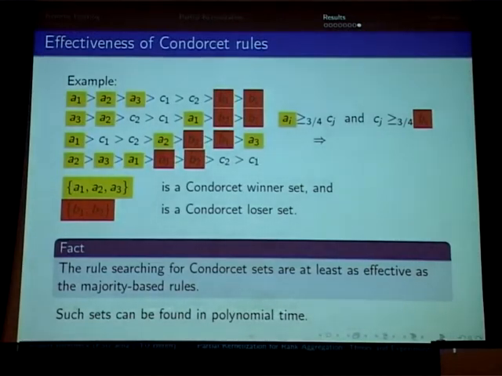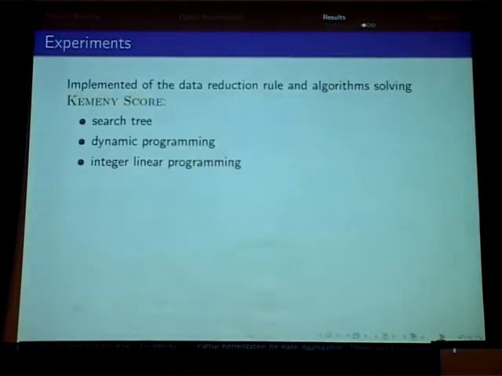And with this idea you have seen here, where we took the remaining candidates gained by the non-dirty rule, one can also show that the rule searching for Condorcet sets is at least as effective as the majority-based rules. And again, such sets can be found in polynomial time.